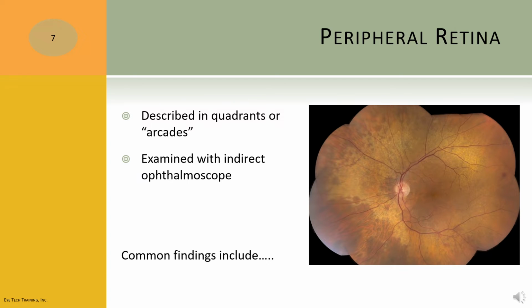Now we've reached the peripheral retina. We focused on the center with the macula. Now we're going to talk about the far periphery of the retina. This is described in quadrants or arcades and examined with the indirect ophthalmoscope. Let's look at some of the common pathologies of the peripheral retina.